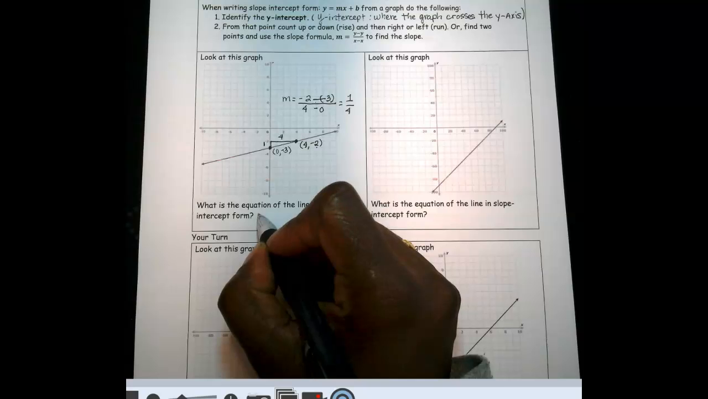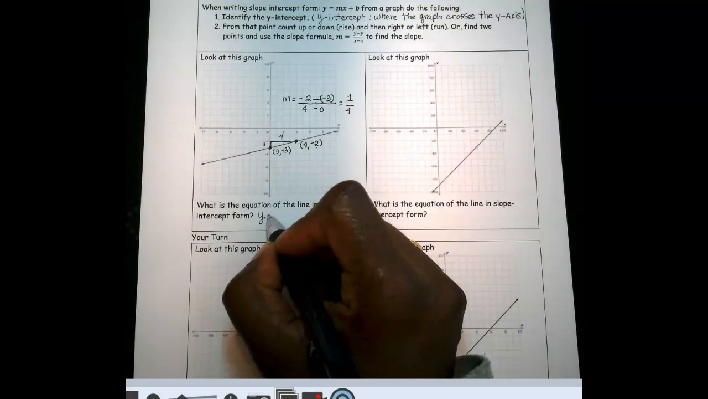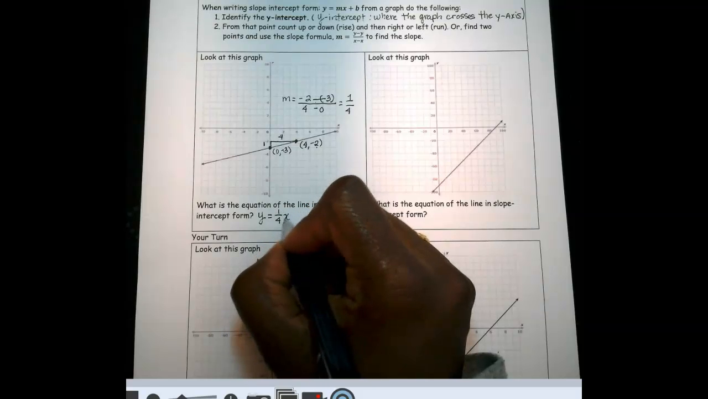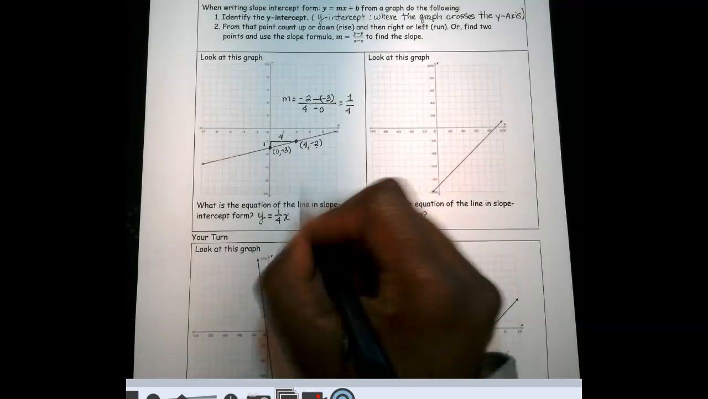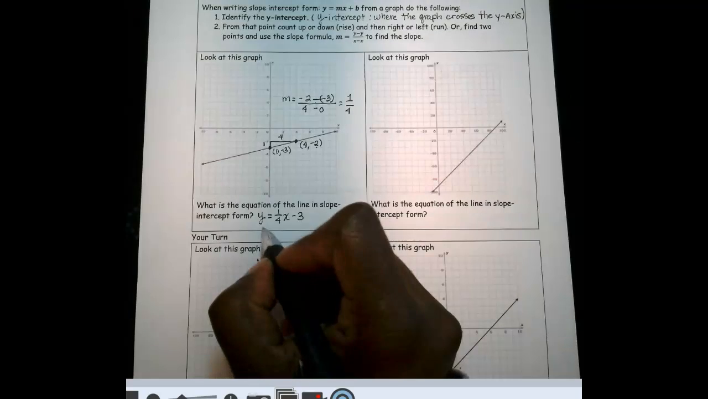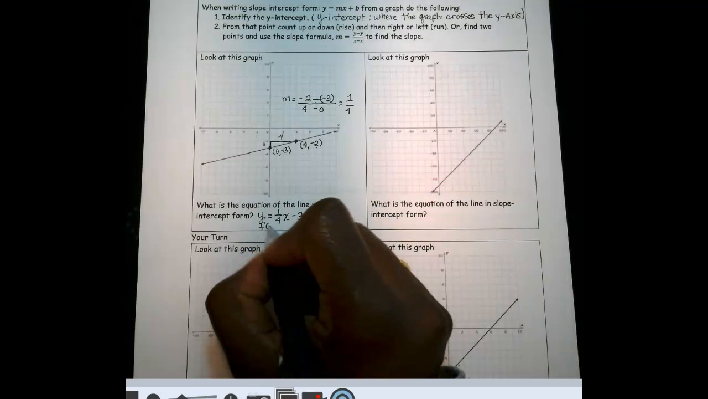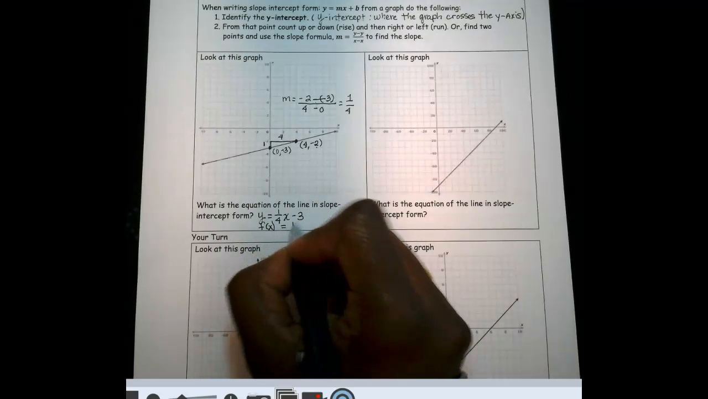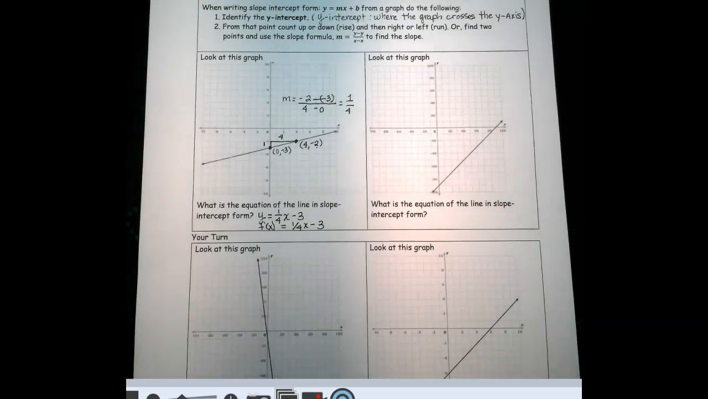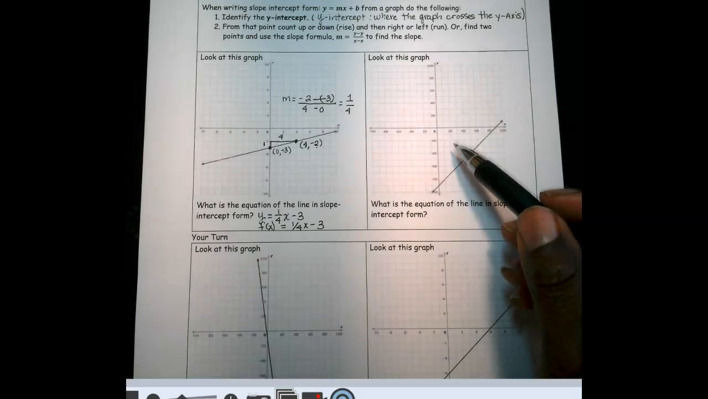So when I write my slope-intercept form, I would write y is equal to my slope, which is 1/4, x, and my y-intercept is -3. So that would be my answer. You might also see it as f of x is equal to 1/4 x minus 3. Either is correct. Let's go ahead and step on over here to the next one.